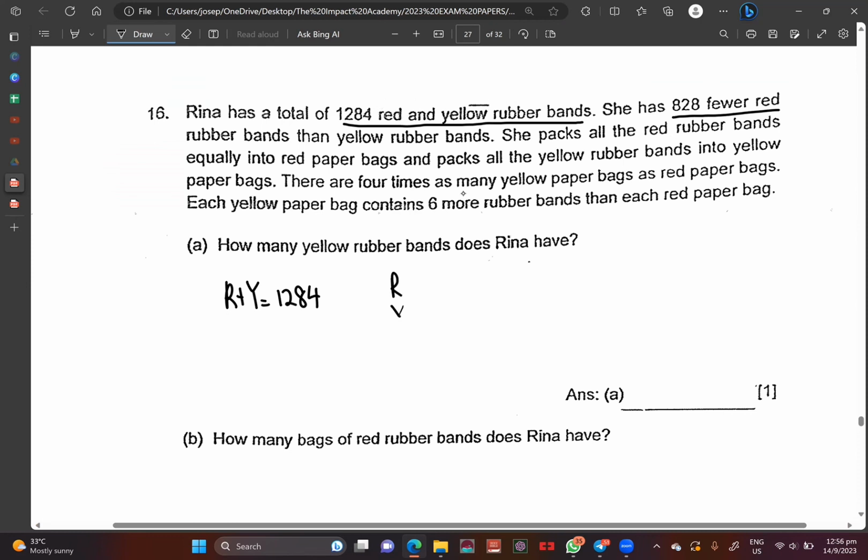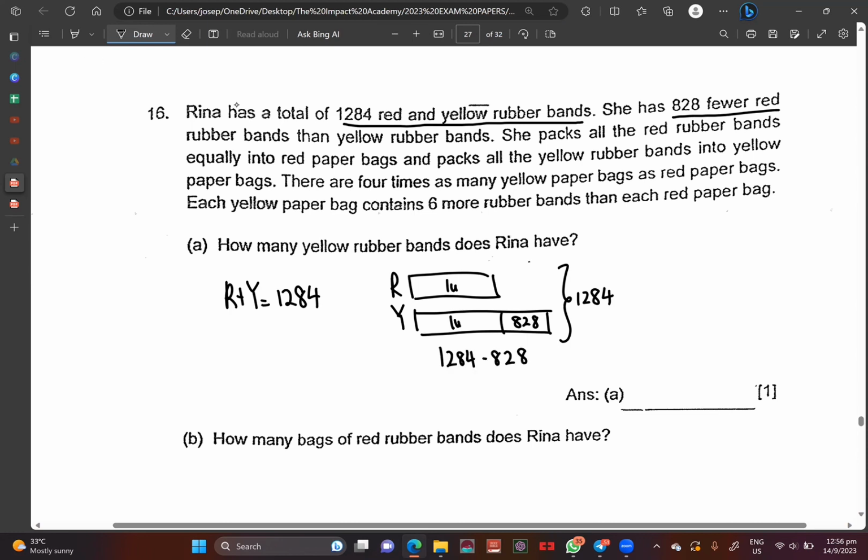So we can quickly draw a model. We're just going to show that red will be smaller than yellow by how much? By 828. We know that this is 1,284, so we can simply find out what this is and what this is. So we just have to do 1,284 minus 828 first, and we get an answer of 456.